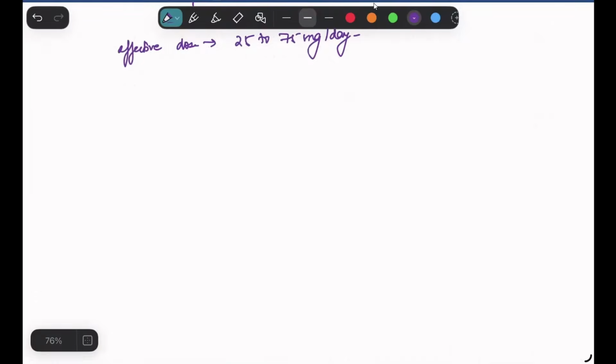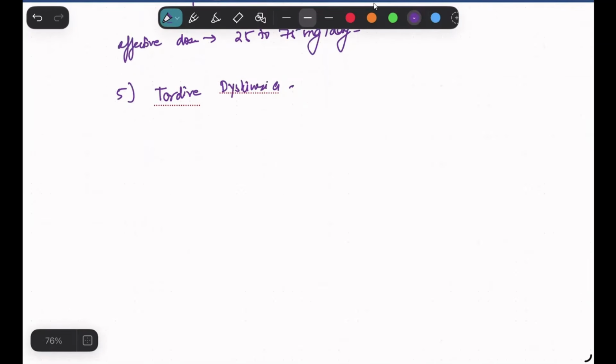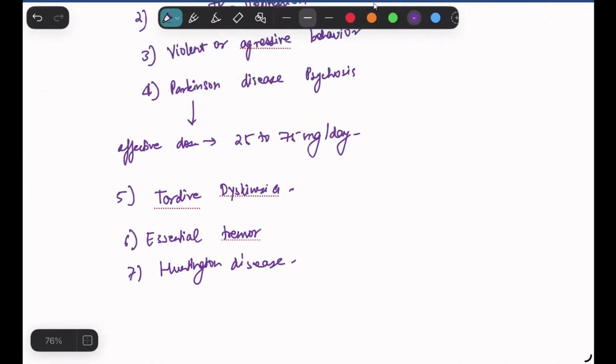Coming to the fifth, tardive dyskinesia. Why is it useful in tardive dyskinesia? Again, the important property of clozapine is that it does not worsen EPS, so it may help to suppress the abnormal movement. Sixth one is essential tremor sometimes. However, it is off label and comes very late in the treatment. The main treatment of essential tremor is propranolol and primidone. Coming to Huntington disease.